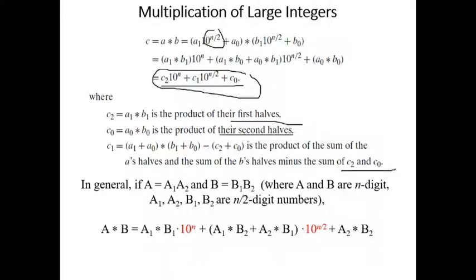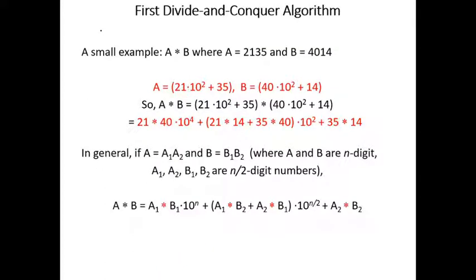So in general, if a equals a1 a2 and b equals b1 b2, where a and b are n digits and a1, a2, b1, b2 are n over 2 digits, we try to divide into two, just as we divided four digits by two, into half the digits. So it becomes A1 times B1 times 10 power of n, plus A1 times B2 plus A2 times B1 times 10 power of n over 2, plus A2 times B2. This is based on the formula we derived just now, and also the example of the product of A and B, where A equals 2135 and B equals 4014.